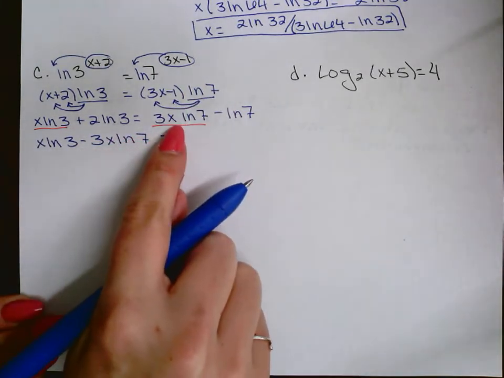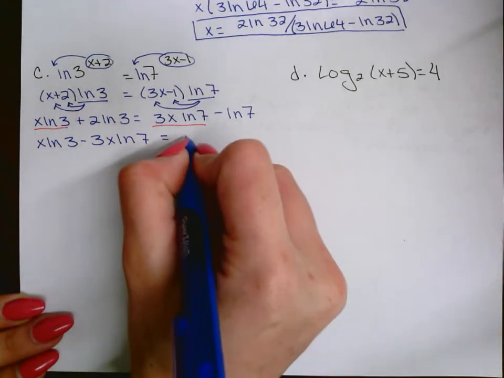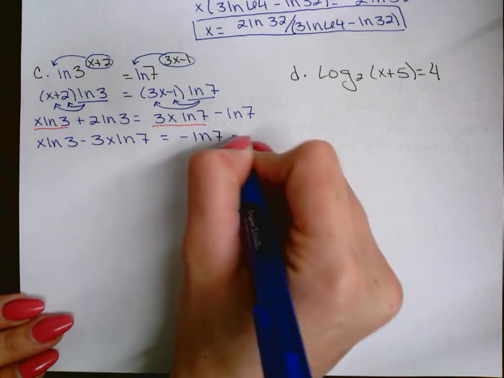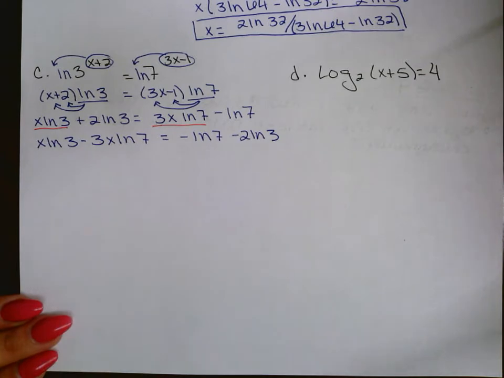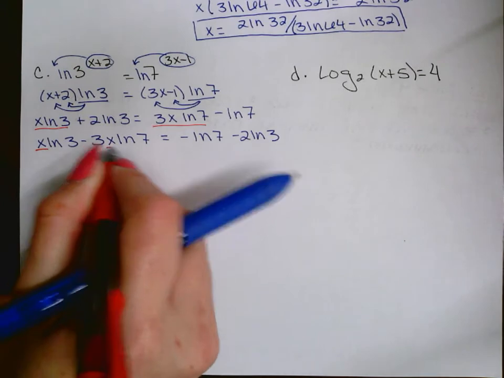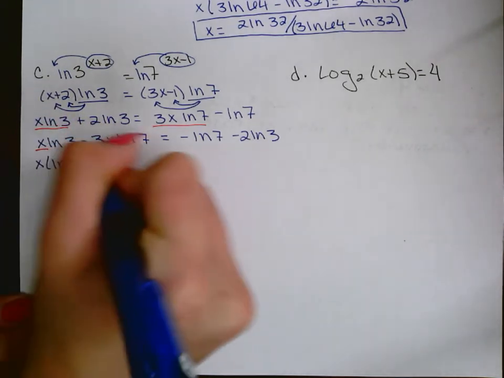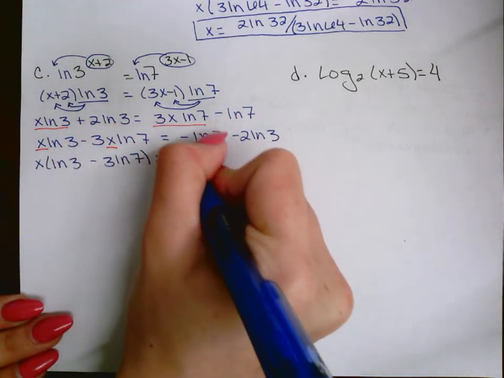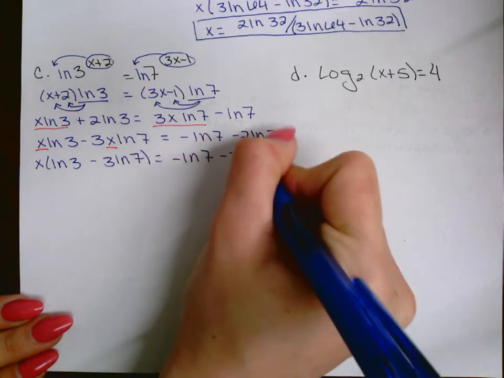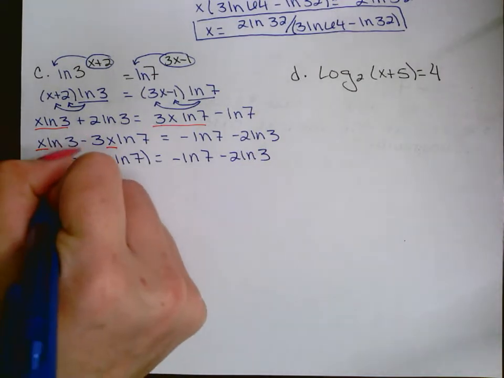So I subtracted this 3x ln of 7 to the left, and now I'm going to subtract this 2 ln of 3 over to the right. Okay. Now on my left side, I see that I have an x in common, so I can factor it out. And then my last step to get that x by itself, divide.